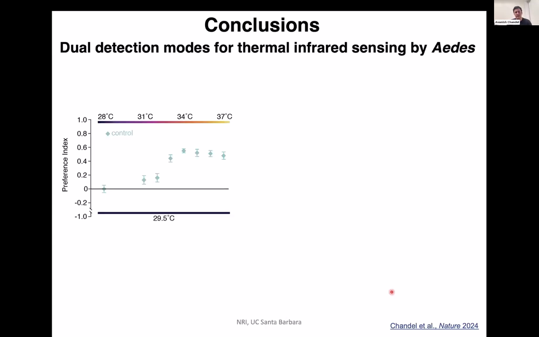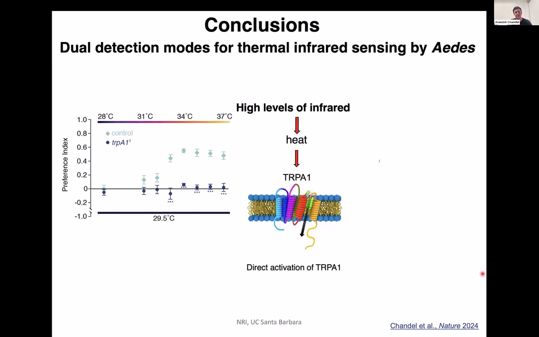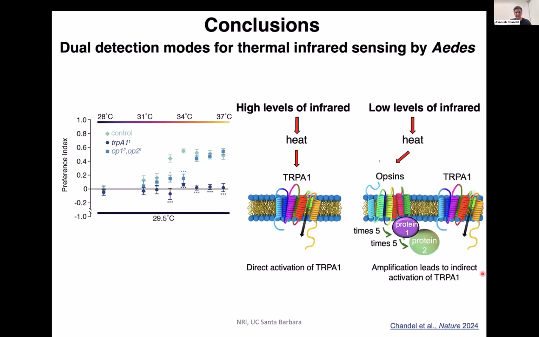So concluding, based on these observations, our findings suggest that TRPA1 can directly detect high-intensity IR radiation. However, at low-intensity radiation, opsins play a critical role in signal amplification, enhancing the signal and ultimately facilitating the activation of TRPA1. The role of opsin as an amplification protein is conserved, much like what has been seen in Drosophila. And in the later part of my talk, I will show how the function is not limited to thermosensory behavior in mosquitoes, but we observed a similar mechanism in chemosensory behavior of the mosquitoes.